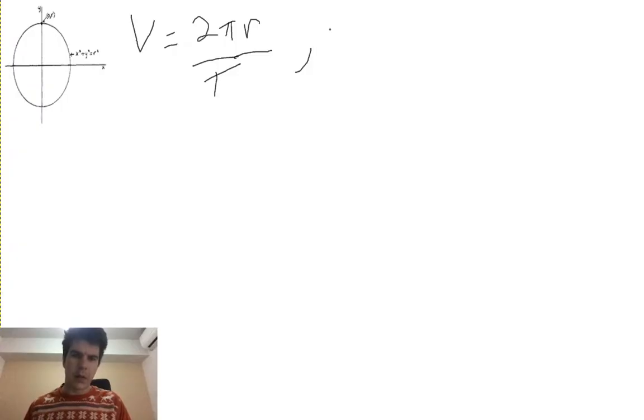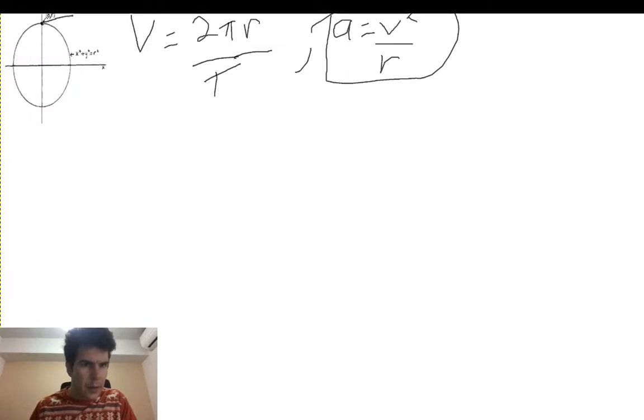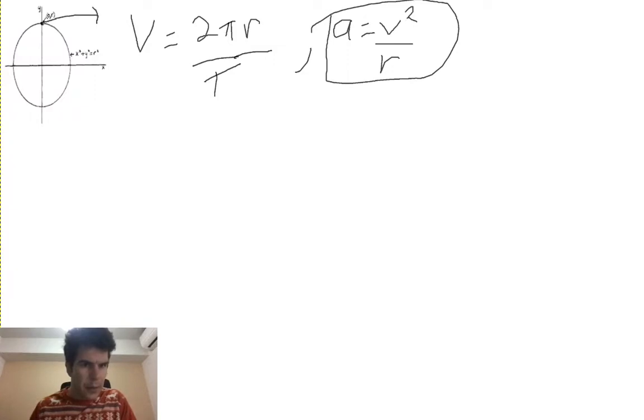And now we're going to look at the equation a equals v squared over r, which is the acceleration an object undergoes when it is moving in a uniform circle. So we're going to assume our object is starting at the top here and moving straight to the right this way.